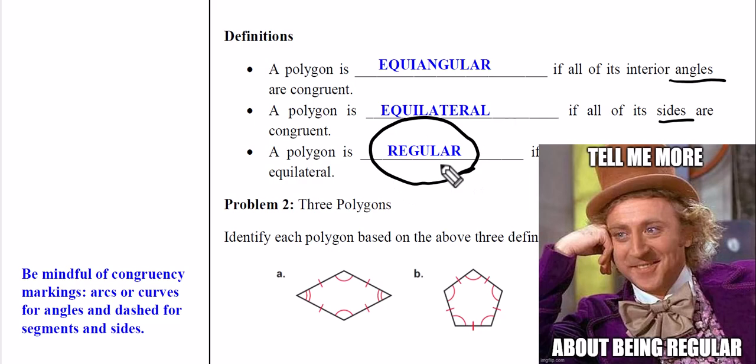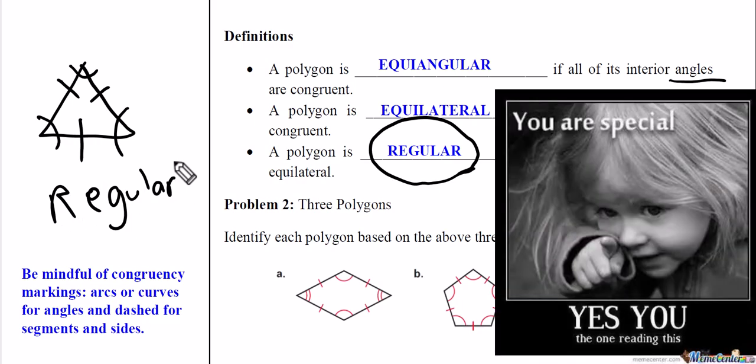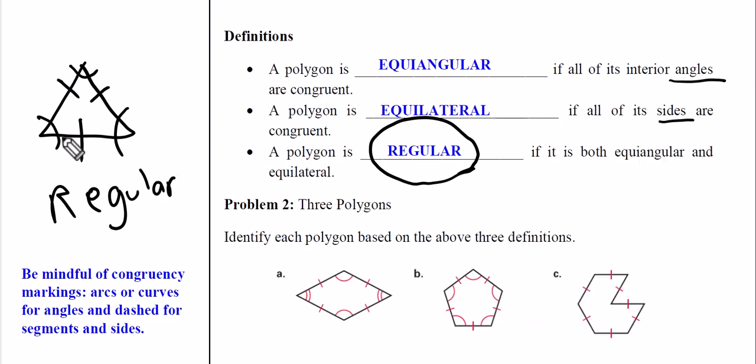So in the past, when we talked about equilateral triangles being equiangular at the same time, we could have just said it's a regular triangle. Now, regular in this case doesn't really mean it's common. Regular means this is a very special triangle or polygon, because not only are all the sides congruent, all the angles are also congruent.